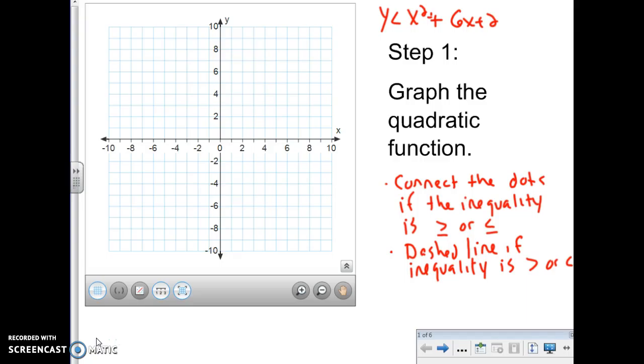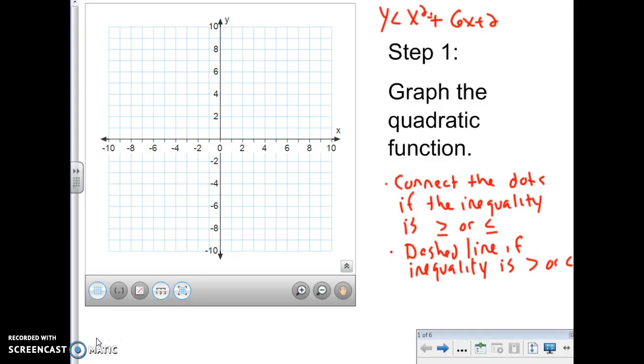Right now, what we are looking at is graphing quadratic inequalities to see what they look like. The first example I'm giving you guys is y is less than x squared plus 6x plus 2, and I want to find out all the solutions to make this inequality true. So in order to do that, the first thing that we're going to do is graph the function.